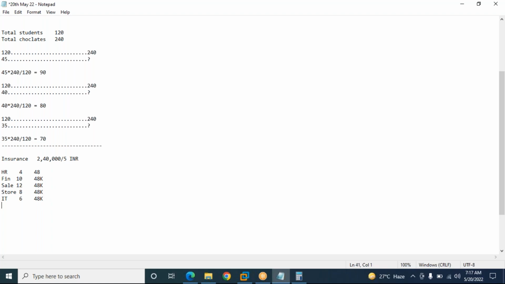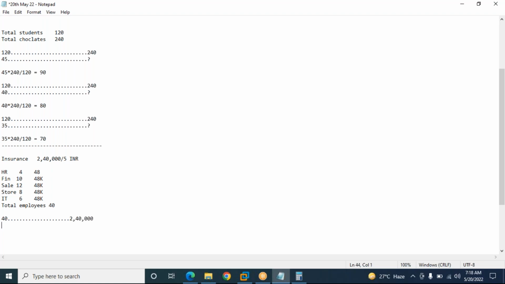So now, what is the total number of employees? I need to verify. 14 plus 20, 34 plus 6, 40. Total employees 40. So for 40 employees, the expenses is 2,40,000.